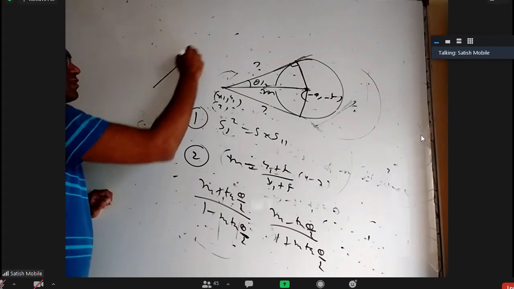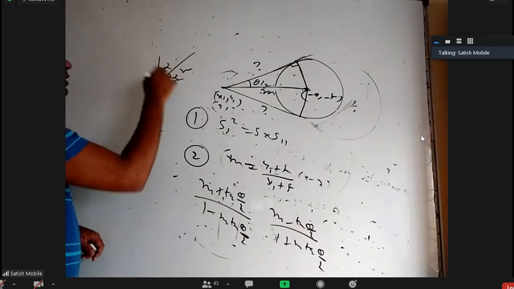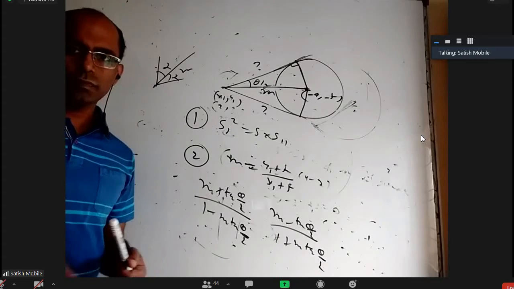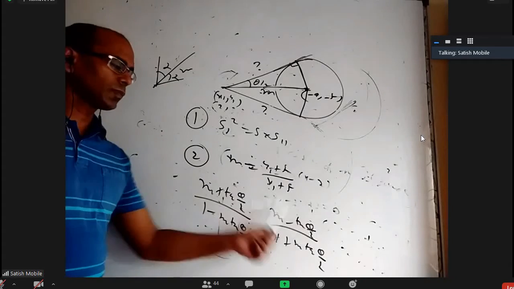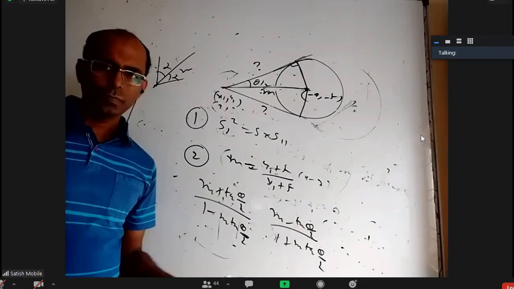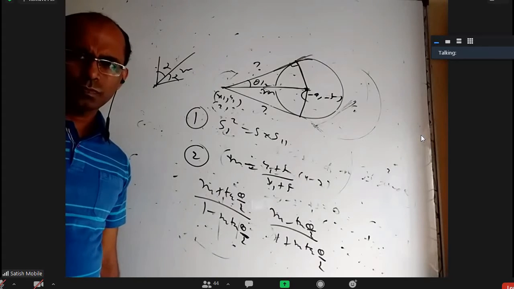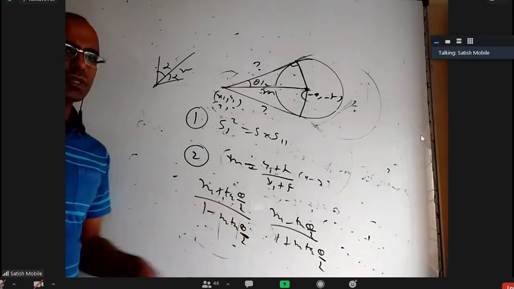Because whenever there is a line with slope m, another line making an angle alpha with that, one on this side, one on this side, the slopes of them are (m plus tan alpha) by (1 minus m tan alpha), and (m minus tan alpha) by (1 plus m tan alpha). Somewhat like the tan (a plus b) formula and tan (a minus b) formula. Anybody problem with these formulas? Okay. Almost the same.